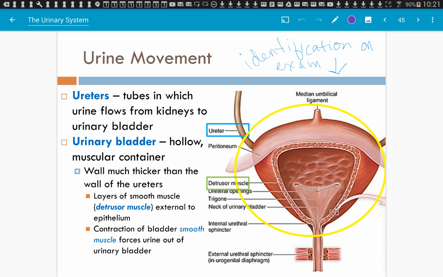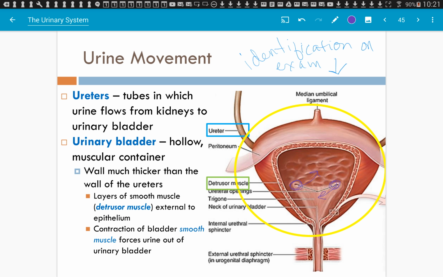The ureter carries that urine via peristalsis, not gravity. Peristalsis squeezes the urine down into the bladder. I like this picture because we're kind of looking inside the bladder. These two little holes are where the ureters connect at the base of the bladder, and so the urine flows in from there, and then it's stored in the bladder.